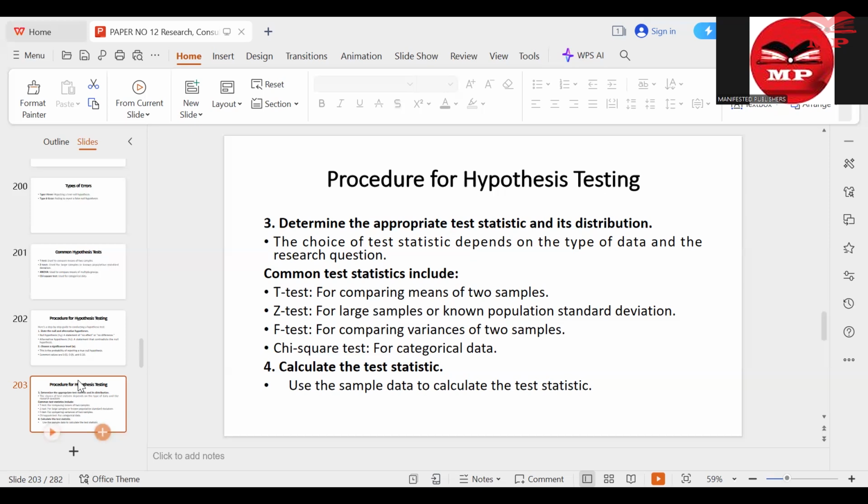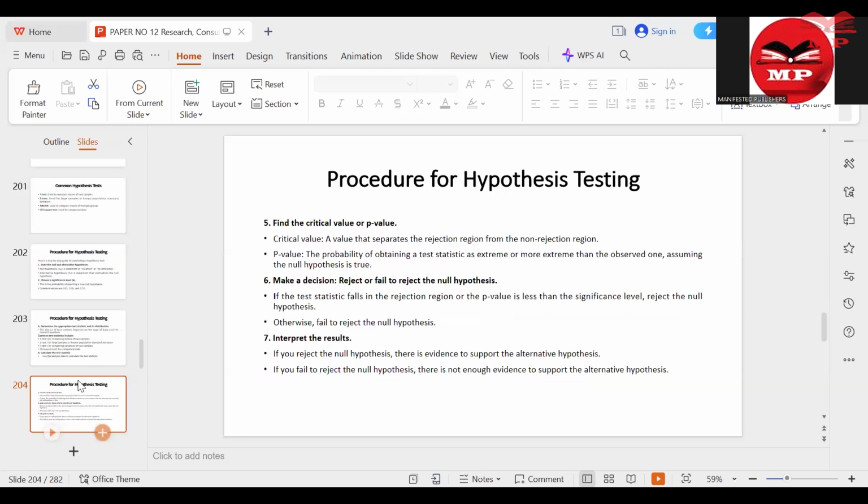Step 4, calculate the test statistic. You use the sample data to calculate the test statistic. Step 5, find the critical value or p-value. A critical value is a value that separates the rejection region from the non-rejection region. A p-value is the probability of obtaining a test statistic as extreme or more extreme than the observed one, assuming the null hypothesis is true.